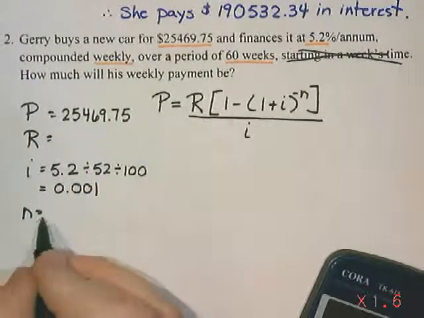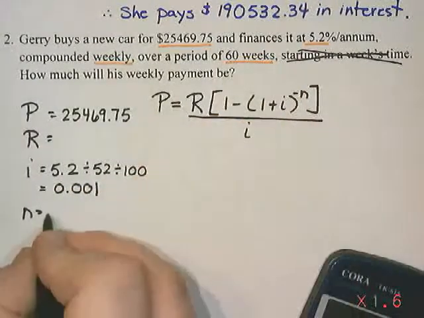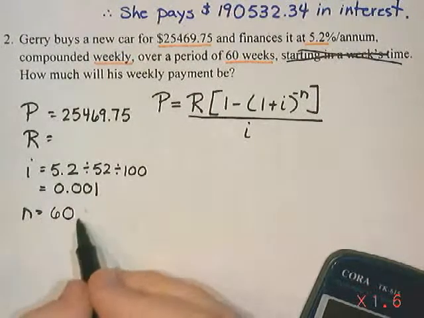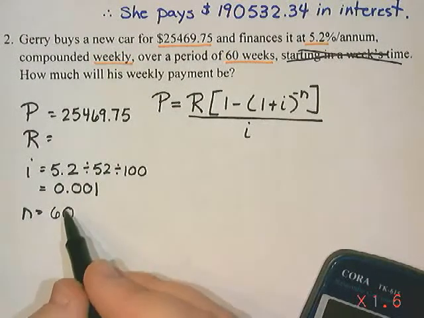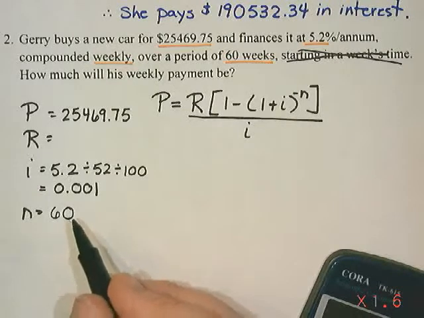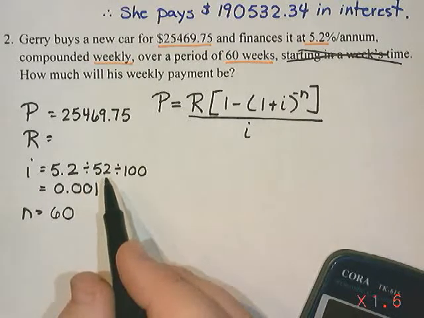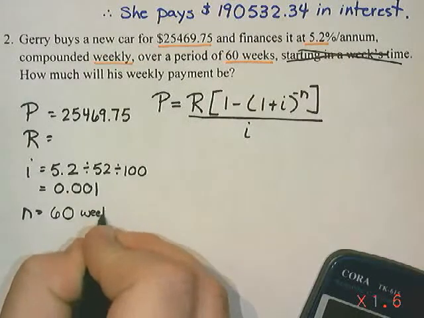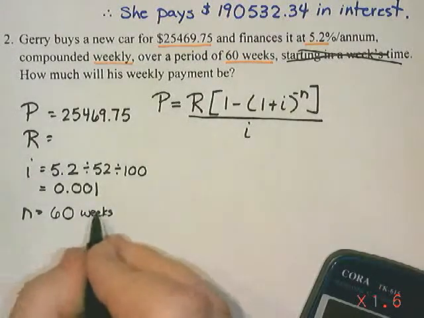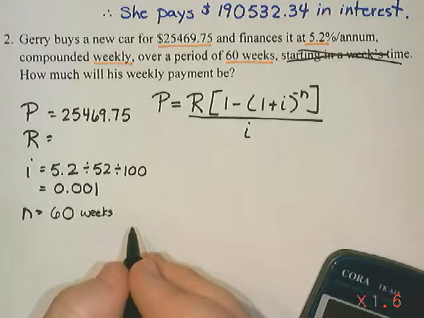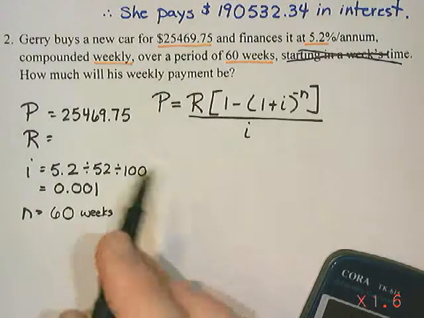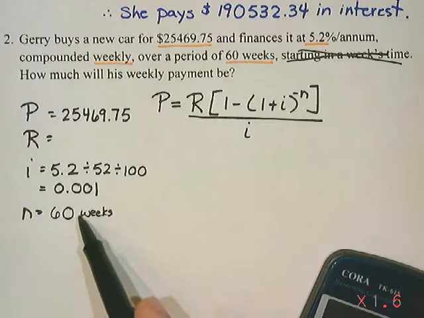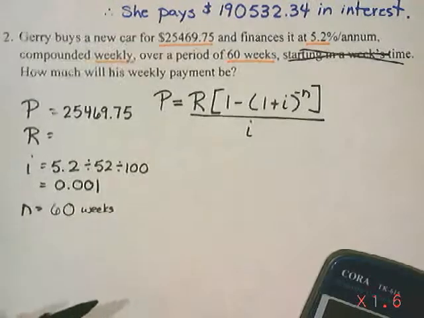Okay, and then our N here tells me it is 60 weeks, not 60 years. If it had been years, we would have multiplied it by 52 weeks in a year. But this is already in weeks, so I don't have to do anything with it. It's already been converted. We're making 60 payments for 60 weeks because it's being done weekly. So I don't actually have to do anything here. I just write down the 60.